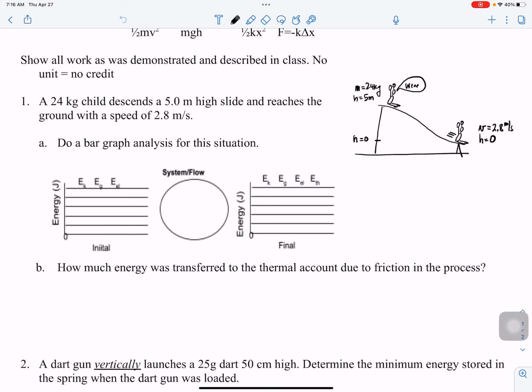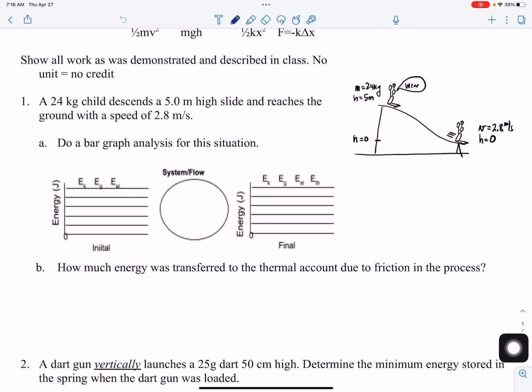We look at the before situation, which is right here, and does the child have kinetic? And the answer is no. How do you know that? Because there are no whooshies. The second thing is, does the child have gravitational potential? And the answer is yes. How do you know that? Because h equals 5 meters.